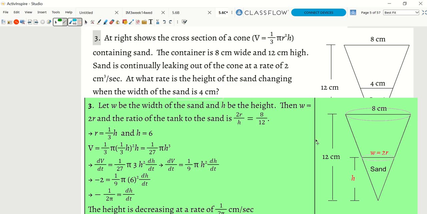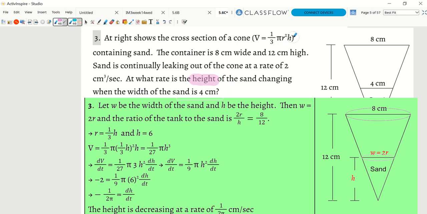So we're going to set up, here's some givens. Basically, we got sand leaking out of a cone, okay? So we're going to be using the volume of a cone, which is 1/3 pi r squared h, okay? And what rate is the height of the sand changing?